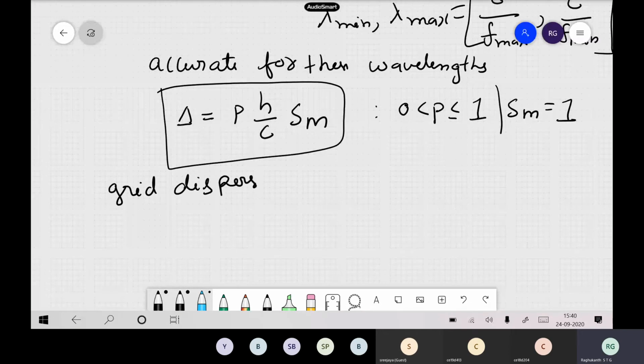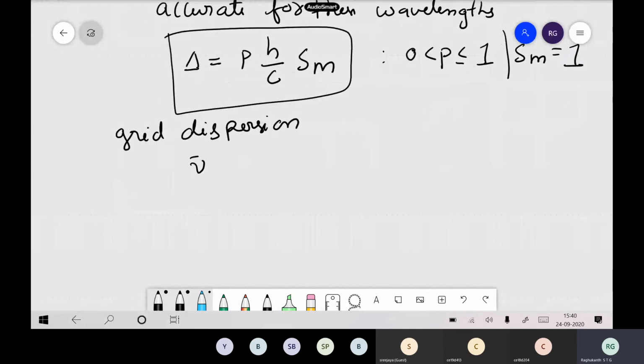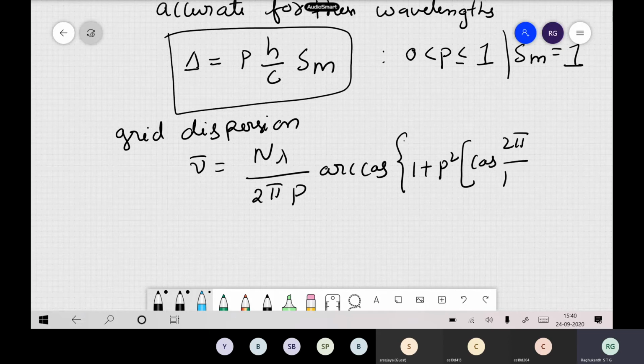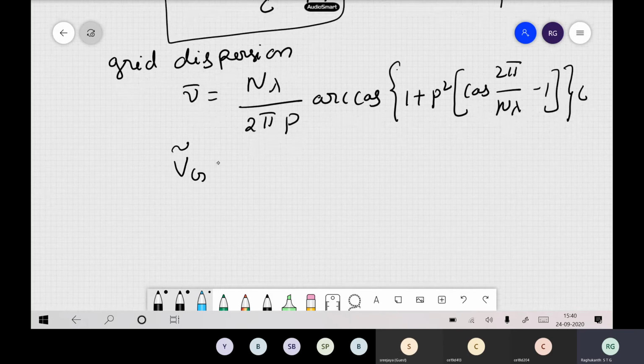our velocities, we know the dispersive velocity and all those things. So the grid phase velocity is given by n lambda by 2 pi p, arc cos of 1 plus p square times cos of 2 pi by n lambda minus 1, multiplied by c. Now you also write the group velocity, that is dou omega by dou k. The expression I have already written there, the same expression.